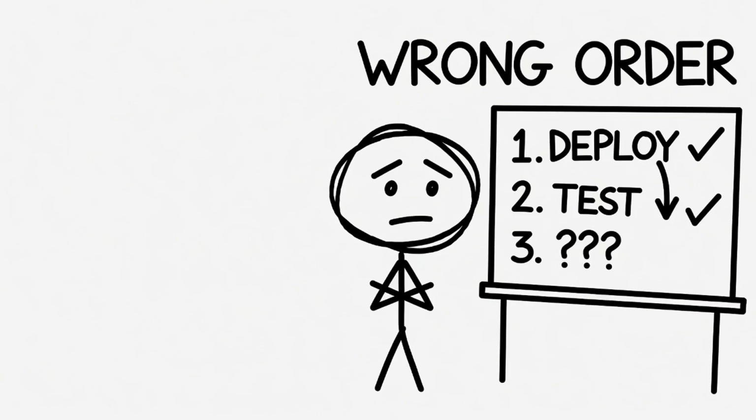Failure 3. Wrong sequence. The model calls the right tools in the wrong order. It deploys before running tests. It commits before linting. Each tool call is valid. The sequence is broken. The model reasoned its way into an ordering that made sense to it and was wrong.